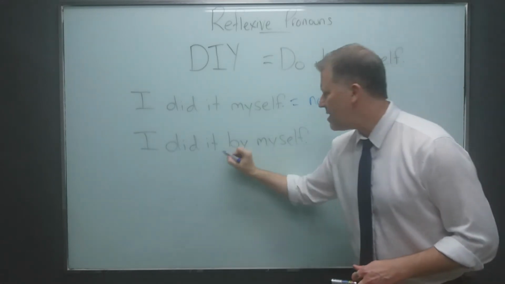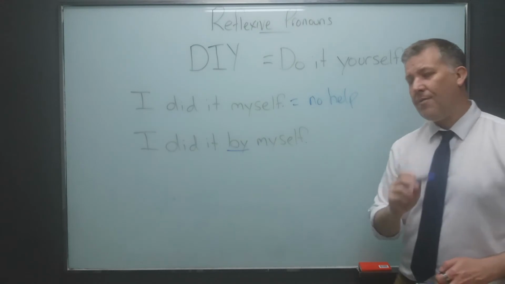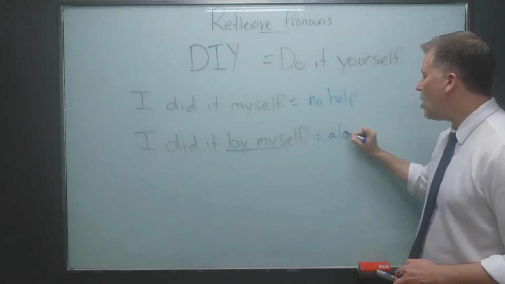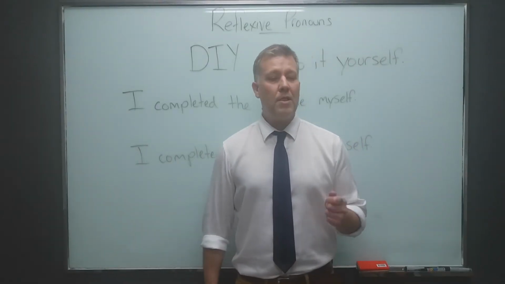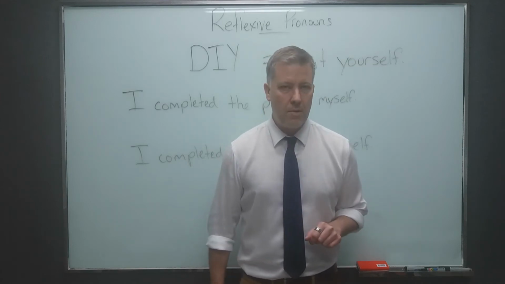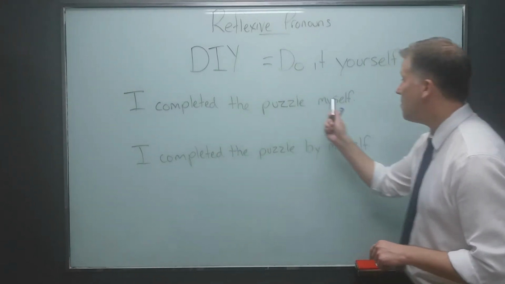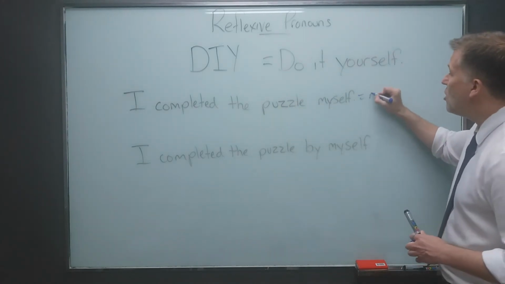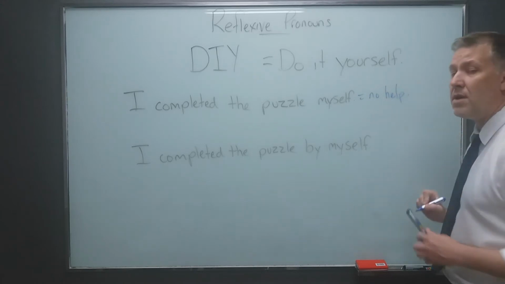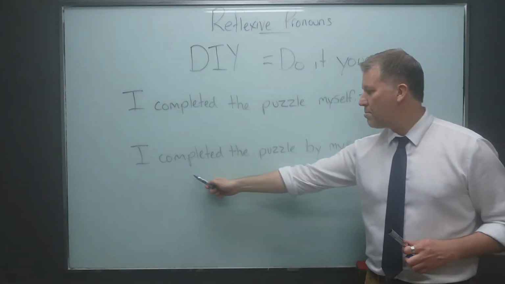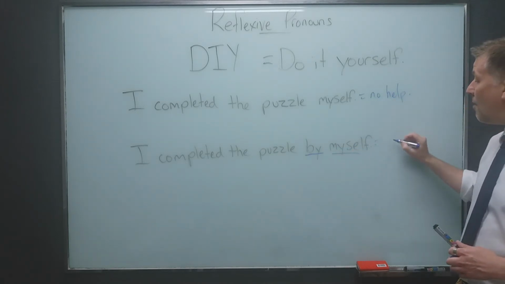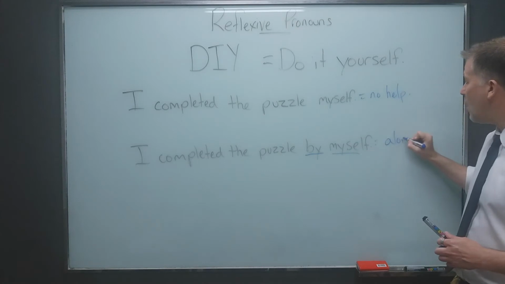What if I said I did it by myself? Now, this can mean the same as this, but what it actually means, I did it alone, okay? Now let's think of this situation. Let's say I'm doing a jigsaw puzzle, okay? And I did it myself, okay? I completed the puzzle myself. Again, this means no one helped me complete this puzzle. I can also say I completed the puzzle by myself. This means, yes, no one helped me because I did it alone.